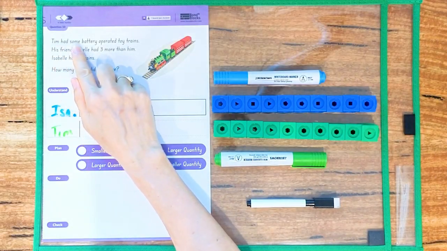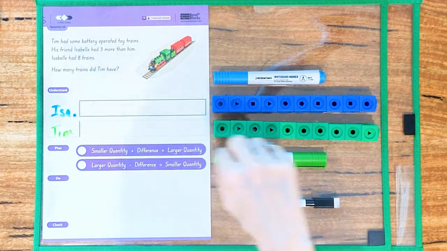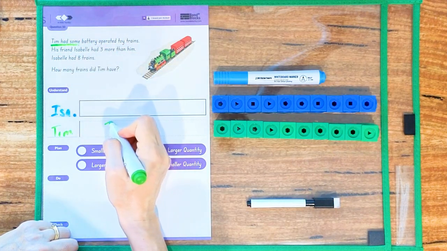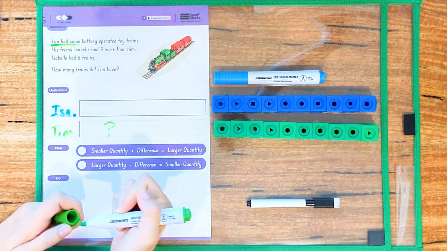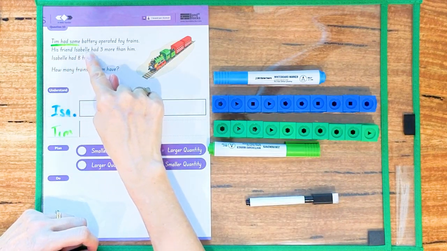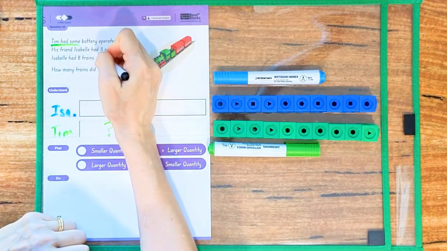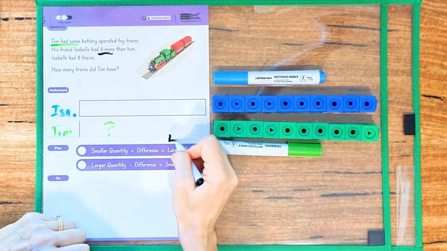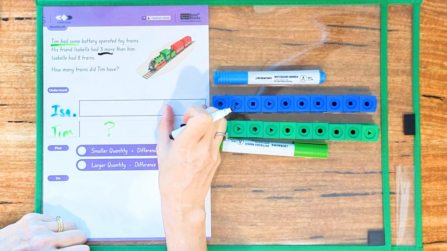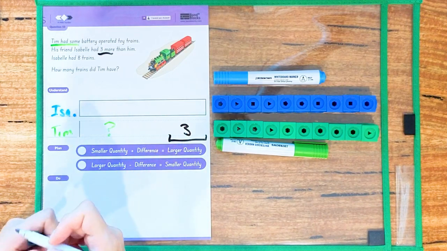Tim had some battery-operated toy trains. That word some usually tells me that Tim's is the unknown quantity that I'm going to be finding. His friend Isabel had 3 more than him. So the difference is 3 more. So just here, Isabel will have 3 more, and Tim's will stop here. He will have 3 fewer.